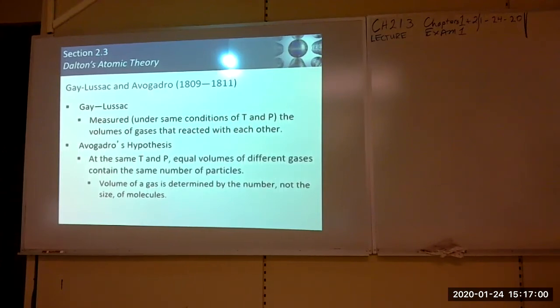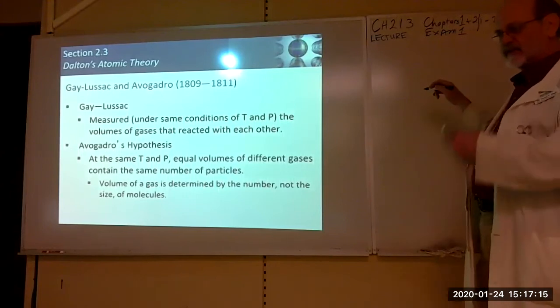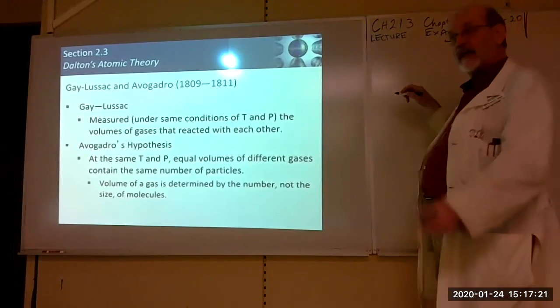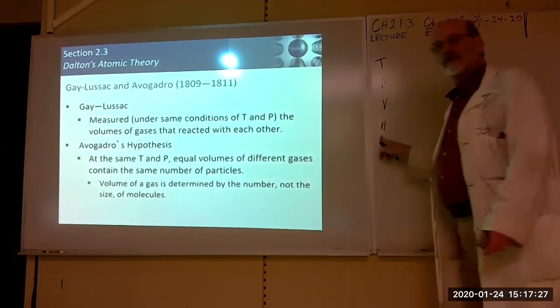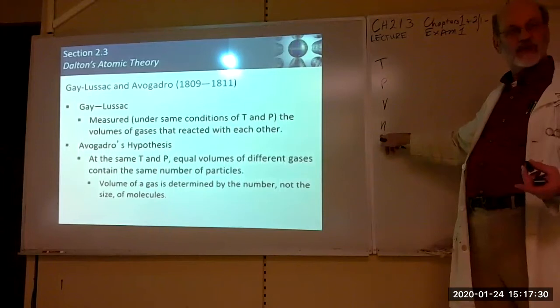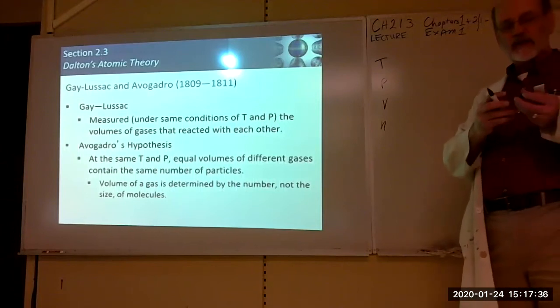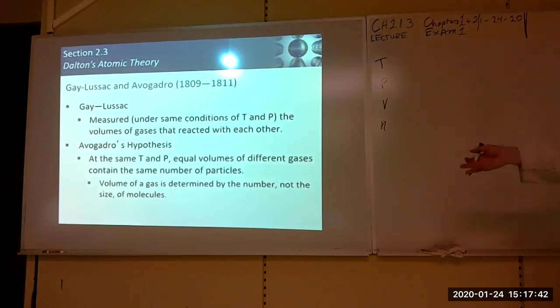Avogadro then took this work and hypothesized, which was borne out later, that for gases, we'll find out when we talk about gases later, I'll give you this again. But to define a gas, you need 4 physical values: temperature, pressure, volume, and how much of it is there. N is the abbreviation for moles. How much gas is there? So you know these 4, you can define the gas and its behavior. You can't actually define the chemistry of it, but you can define its behavior.